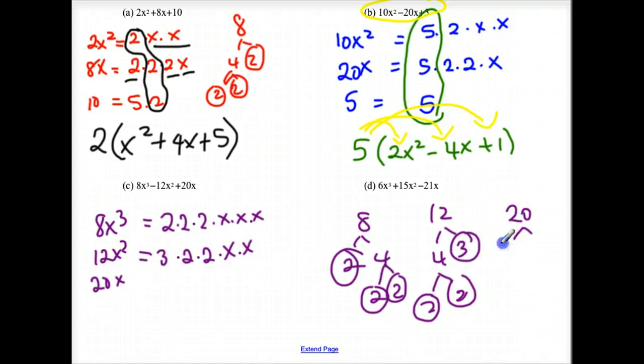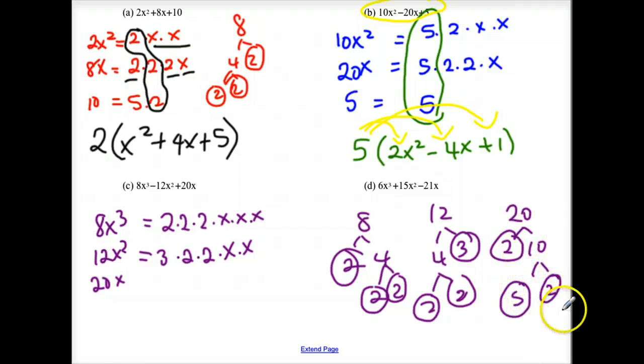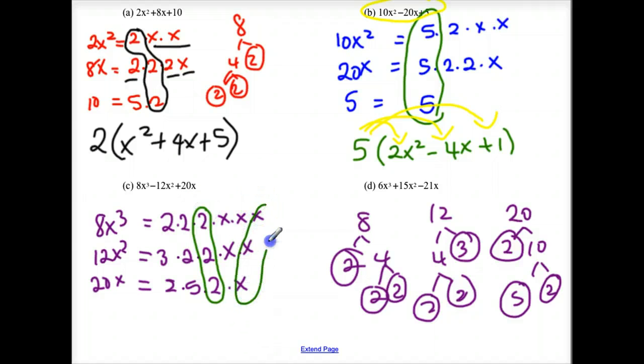20 broken down is 2 times 10. 10 can be broken down as 5 times 2. Remember, when I'm breaking these down, I want it to be prime factorization, okay? This becomes 2 times 5 times 2 times x, okay? So, what do these have in common? Let's look for what they have in common. I see they all have a 2 in common, and they all have an x in common. So when I'm going to factor, oh, they'll have another 2 in common. So they have two 2's in common, okay?